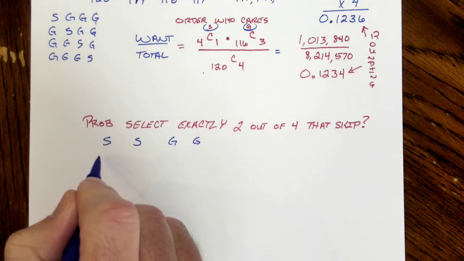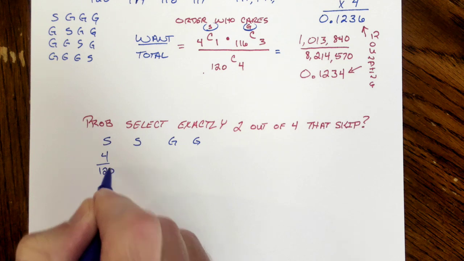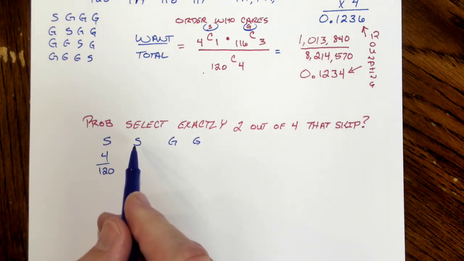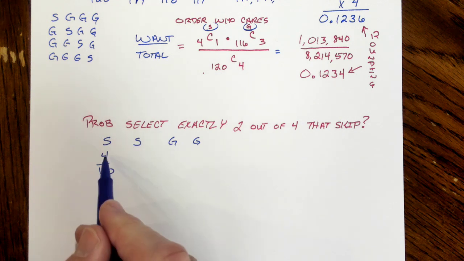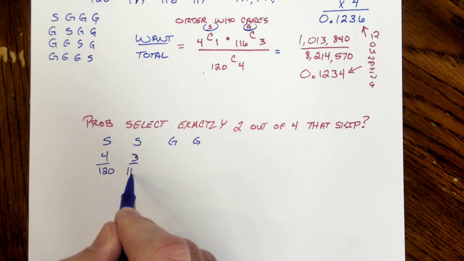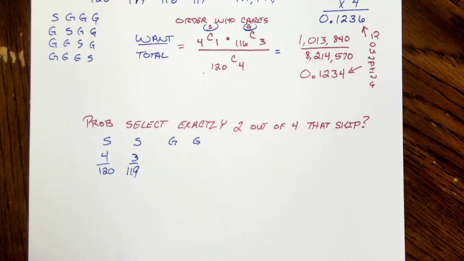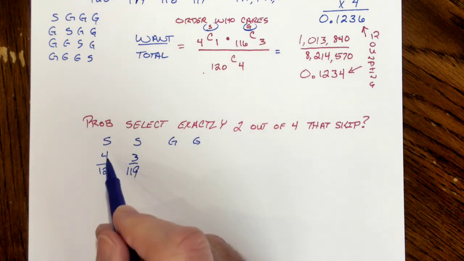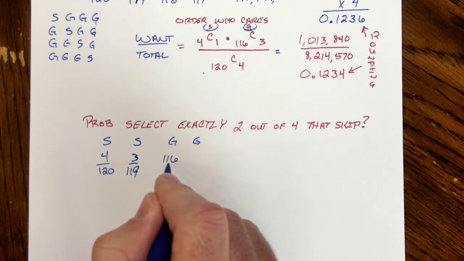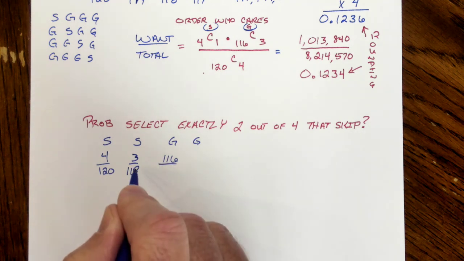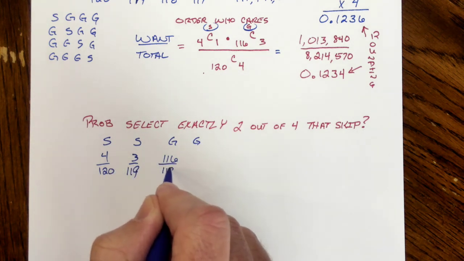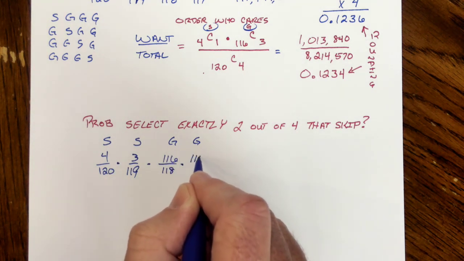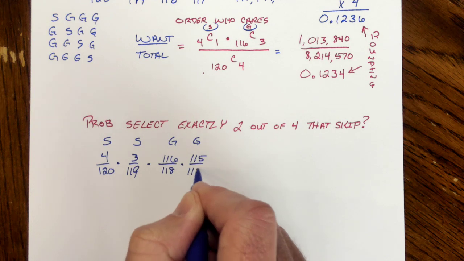So 4 out of 120, skip. But then we want the next one to be a skip, so that takes that down to 3 over 119. Then we need good ones. Well, again, how many good ones are left? Still 116. But we've taken a disc out, 118. Now we've got one less good one, so we're down to 115, but we've still taken another disc out over 117.